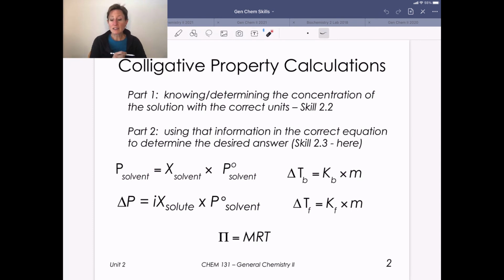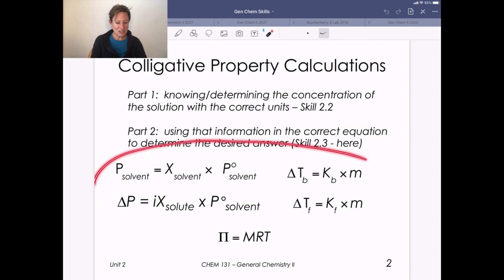Thinking about this builds on everything that we've talked about in our previous skills, because the first part of doing a colligative property calculation is knowing or determining the concentration of solution that you're working with. That was what our previous skill was about, thinking about molarity, molality, mole fraction. Those are going to be the 3 main ones that we're going to talk about with colligative properties.